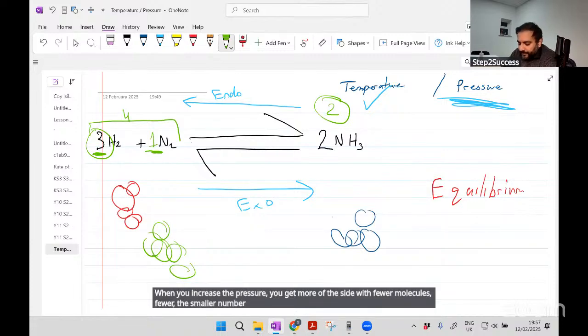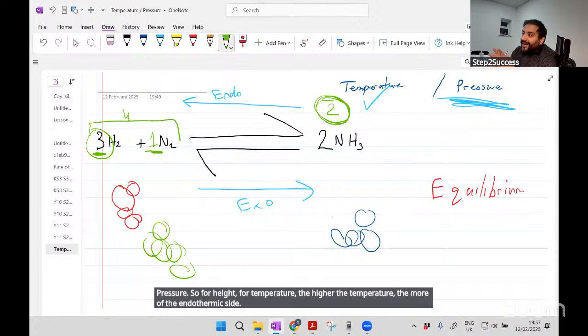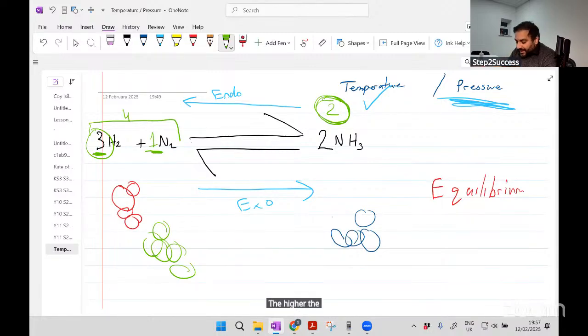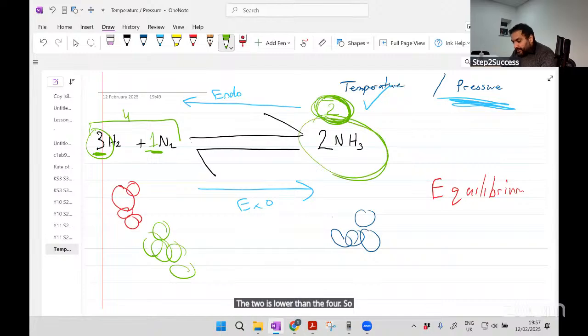That's what it is. So the smaller number on the pressure. So for temperature, the higher the temperature, the more of the endothermic side. The higher the pressure, the more of the side with the smaller number of molecules. So in this example, the 2 is lower than the 4. So if I increase the pressure, I produce more ammonia.